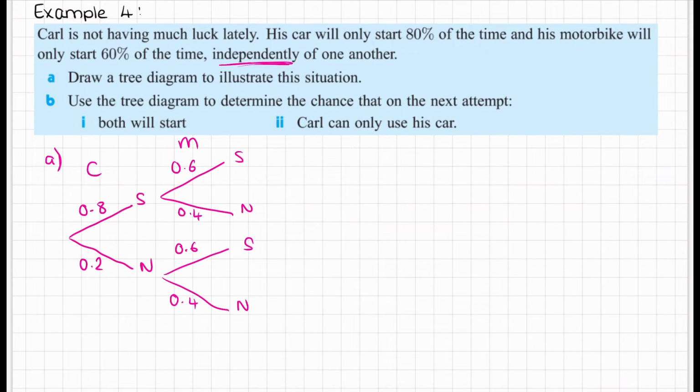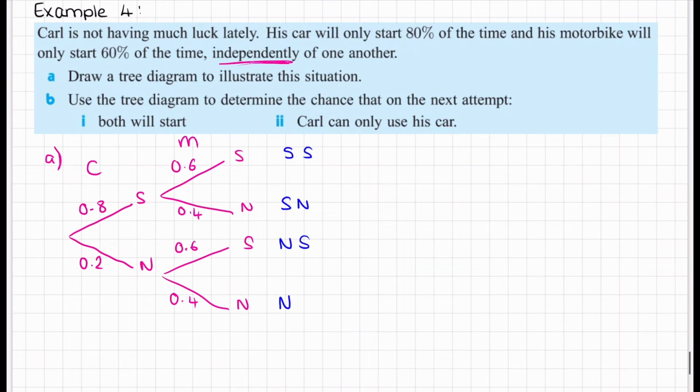We want to use a tree diagram to determine the chance that on the next attempt, both will start. And Carl can only use his car. All right, there are two things. So if we look at our outcomes, we have the outcome of them both starting, the car starting and the motorbike not starting, the car not starting and the motorbike starting, and then them both not starting. Now remember, we multiply across to get the probabilities. For the first one, we would have 0.8 times 0.6, which is 0.48, and we do that for each one.